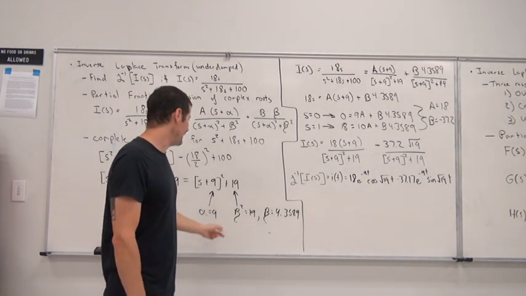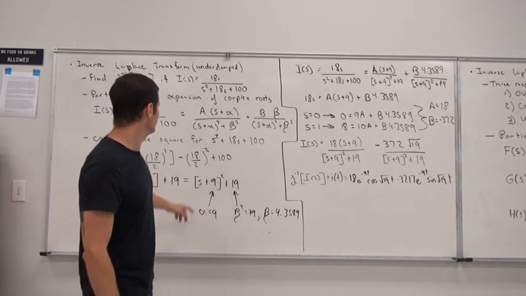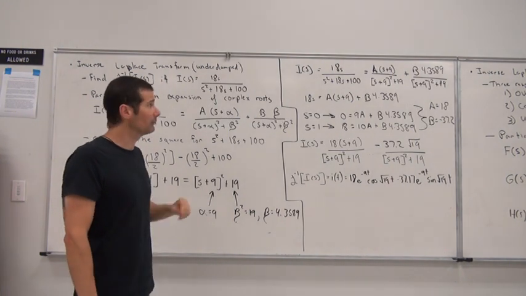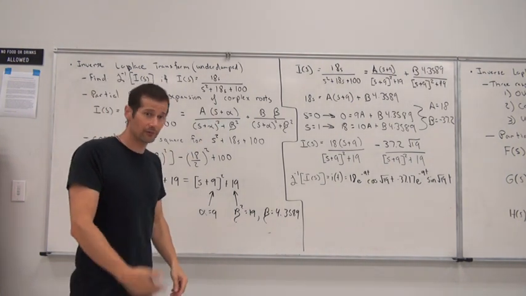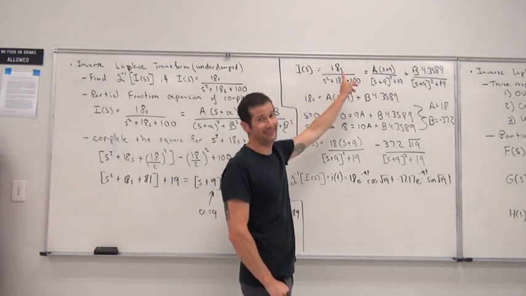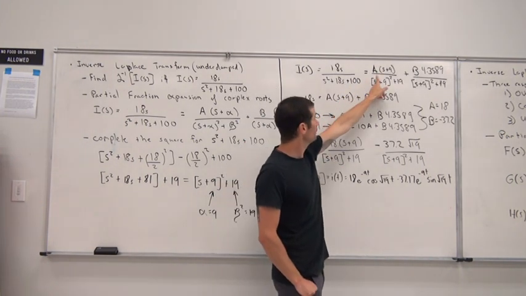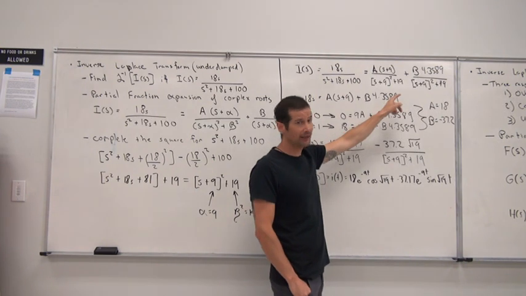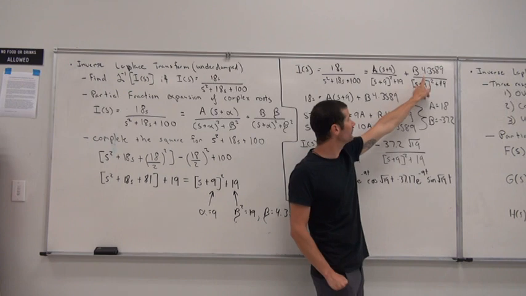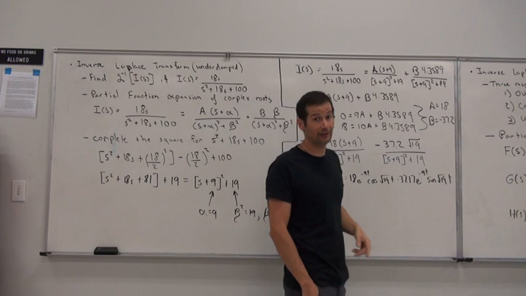So now we have the forms of alpha and beta squared, and we can apply that to the partial fraction expansion when we have a complex root. Once we get that, everything afterwards is basically the same. So let's take a look. I of s is equal to 18s over s squared plus 18s plus 100. That comes out to be equal to A times s plus 9 over s plus 9 squared plus 19, plus B times 4.3589 over s plus 9 squared plus 19.